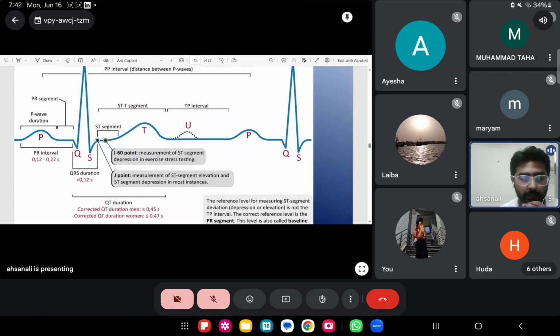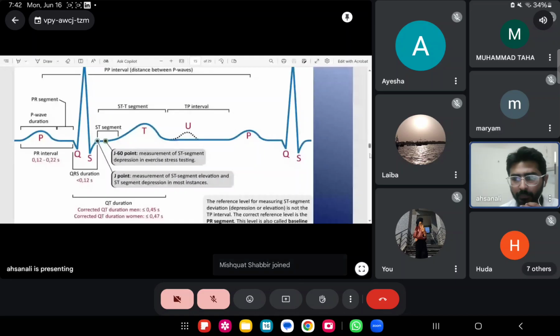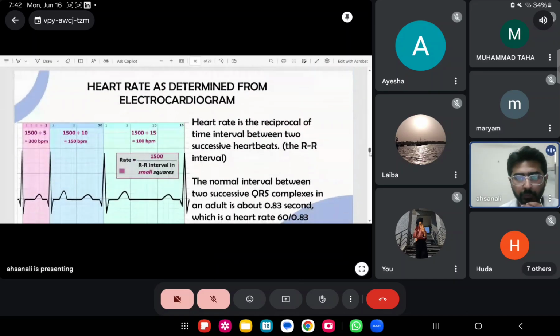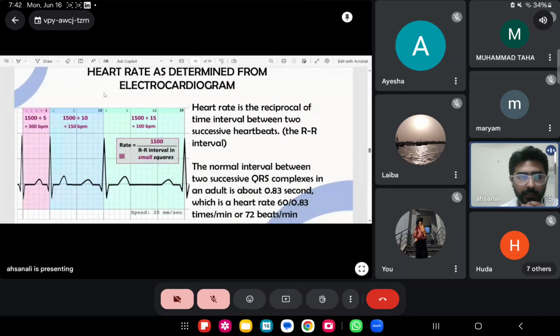For undergraduates, the J point is generally not important. It's basically the starting point where you can have an ST elevation. So this was all about the normal waves. Let's move forward.